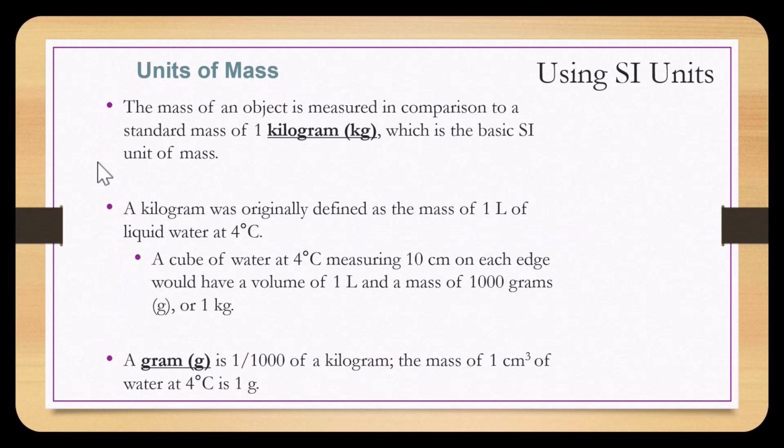The mass of an object is measured in comparison to the standard mass of 1 kilogram, which is the base SI unit of mass. A kilogram was originally defined as the mass of 1 liter of water at 4 degrees Celsius. A cube of water at 4 degrees Celsius, measuring 10 centimeters on each edge, would have the volume of 1 liter and the mass of 1,000 grams, or 1 kilogram. A gram is 1/1000th of a kilogram. The mass of 1 cubic centimeter of water at 4 degrees Celsius is 1 gram.